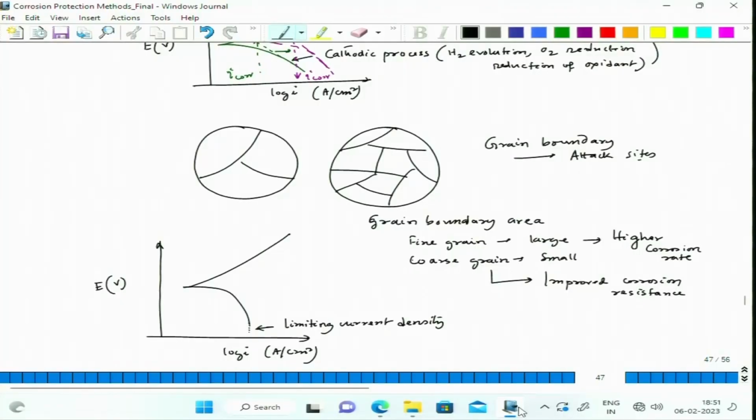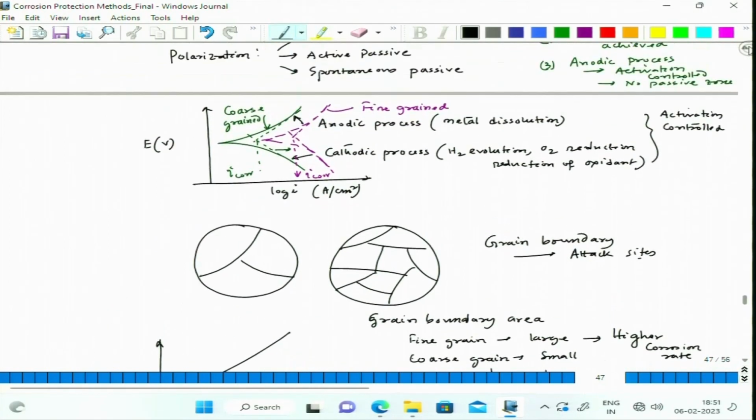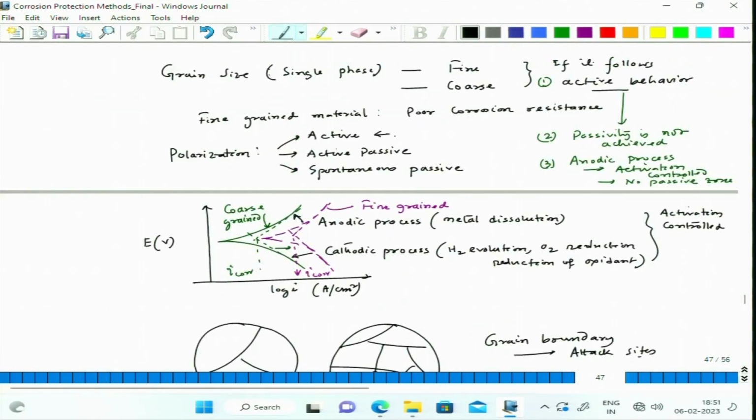So, this particular result clearly shows that if we have fine grain and if the material shows no passivity, only active behavior, then the material would experience poor corrosion resistance if it is finer. Okay. So, that has been explained here. Now we have explained only the active part. We will discuss the active-passive and spontaneous passive cases, these two cases corresponding to fine and coarse grain, in our next lecture.